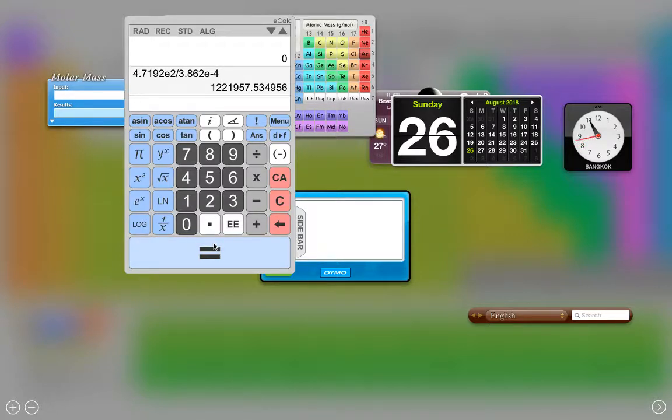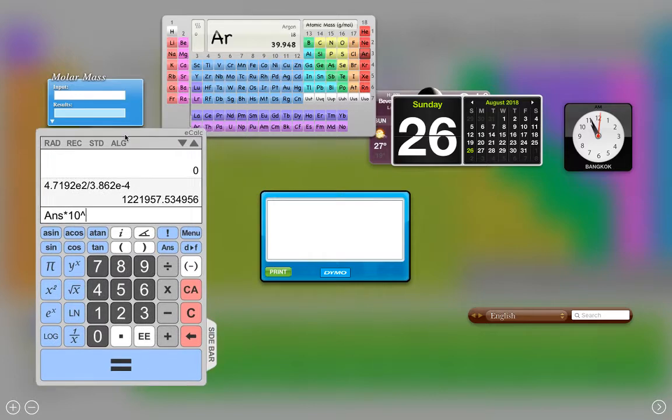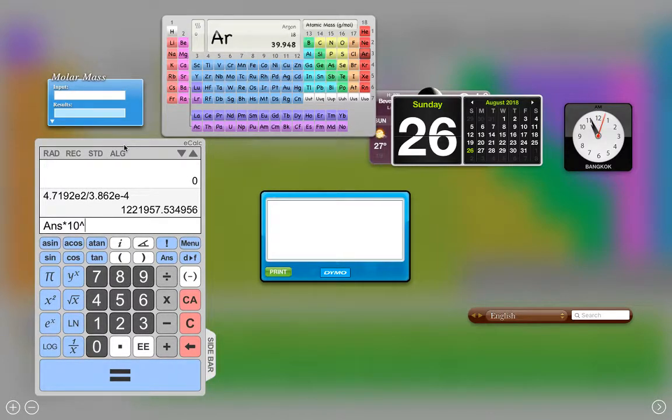No parentheses. Folks, you need to use the EE key or the EXP key or the times 10 to the power of key. You do not use times 1, 0 to the power of. You do not do that. Okay? When you're doing scientific notation, you do not type times 10 to the power.